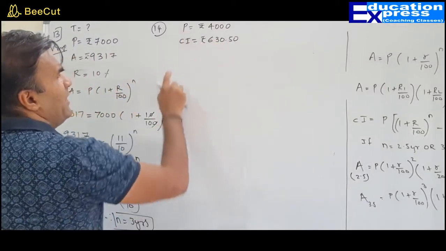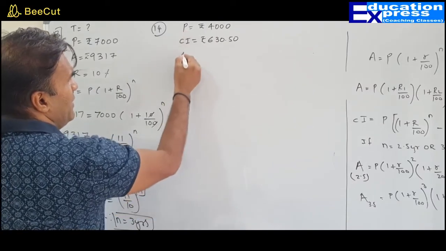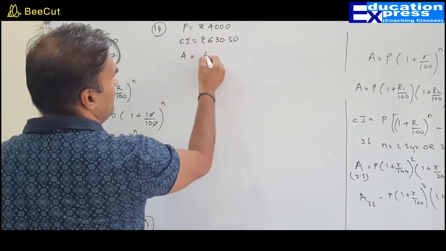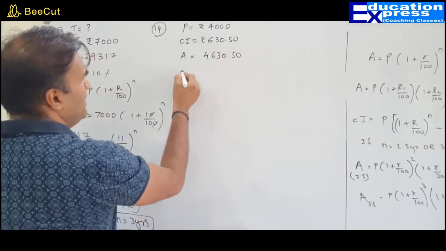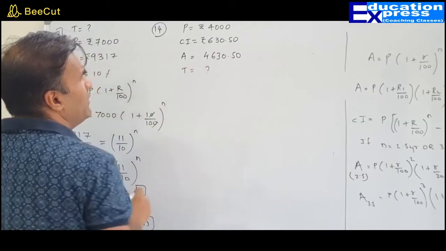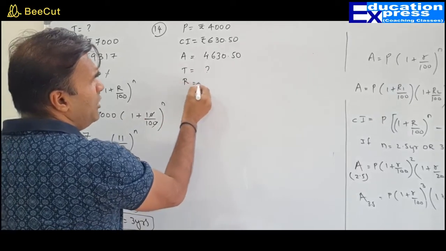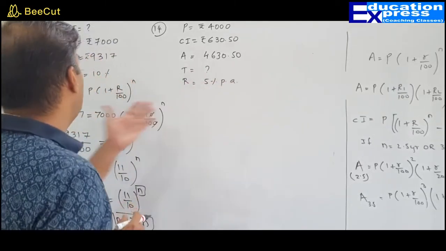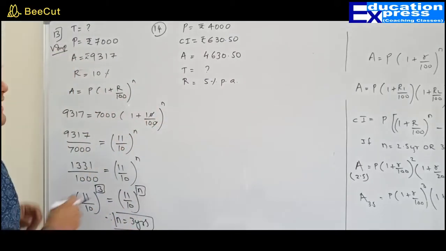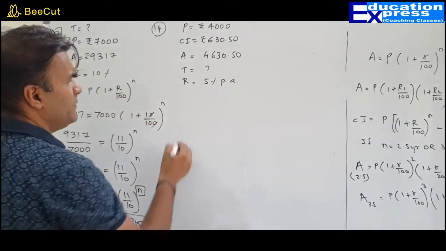Since principal is available, compound interest is available, can you find the amount? Yes sir. 4630.50. What is the time duration? Not given. We have to find that. What about the rate? 5% per annum. So then it becomes a question similar to this. Exactly the same type of question.